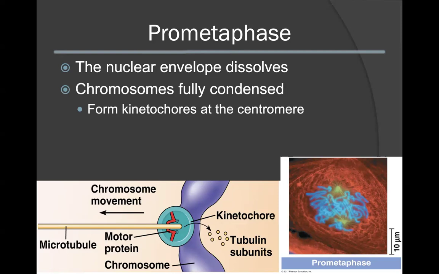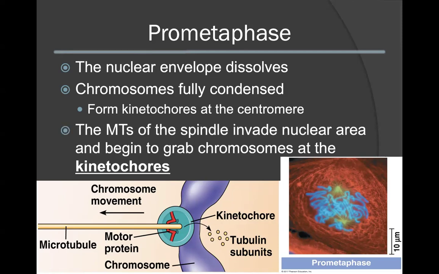The kinetochore is going to be the eventual location where those microtubules are going to attach to the chromatid to be able to pull them apart. The microtubules of the spindle that are coming from the centrosome are eventually going to invade the nuclear area, and they're going to start to attach to the chromosome, specifically at the kinetochore. We can see in the diagram below how that happens, with the microtubule extending, joining into the kinetochore, and connecting to the chromatid.